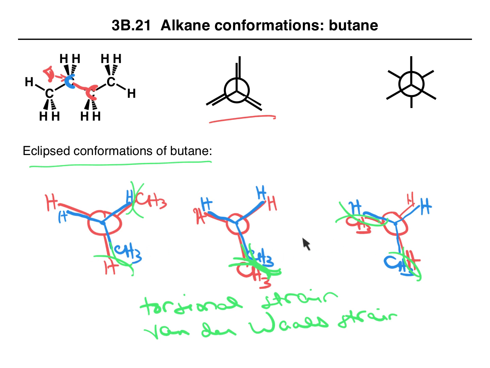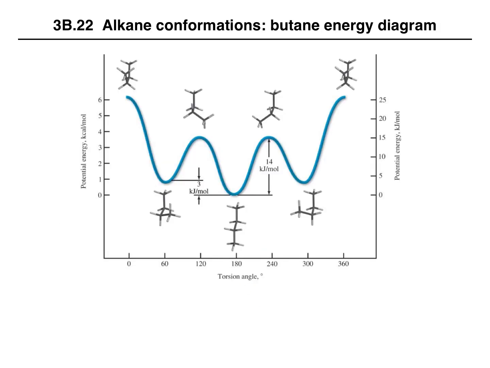All three of these are eclipsed. I tend to call these eclipsed, eclipsed, and fully eclipsed. So when our biggest groups are eclipsed on each other, this is going to be the worst situation because it has the same torsional strain as the others, but it has the maximum van der Waals strain. So let's pull all that information together, and here we have an energy diagram.